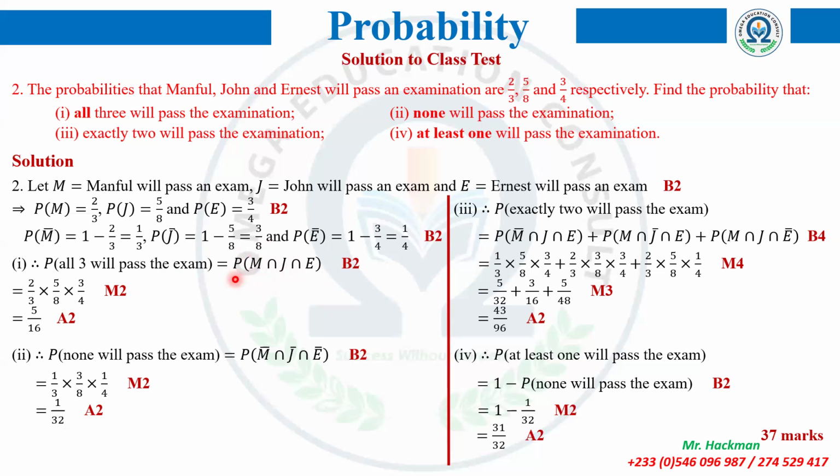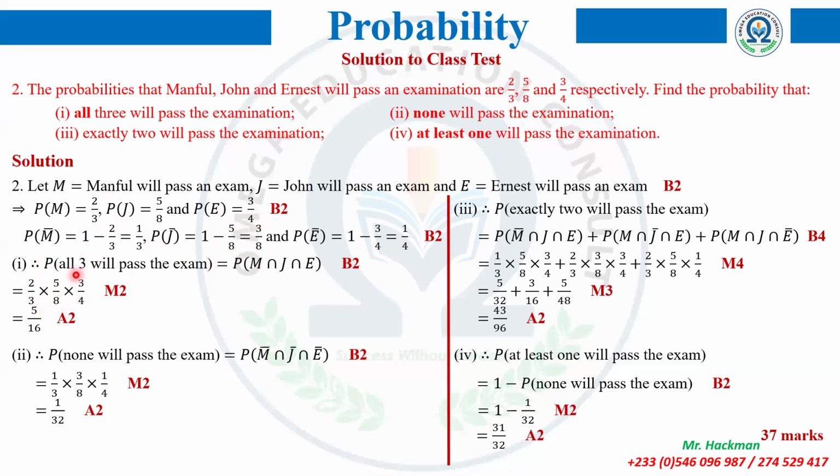So what do we do? It will be PM times PJ times PE. You should know this mentally, so that step is skipped. So I'm going to find PM. PM, probability of M, I know. The question gave me that, 2 on 3. Probability of J, the question gave me that, here 5 on 8. Probability of E, the question equally gave us that, 3 on 4.